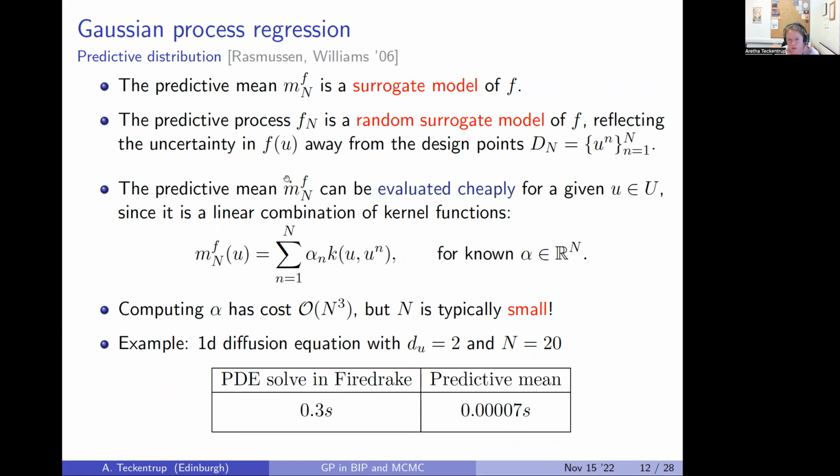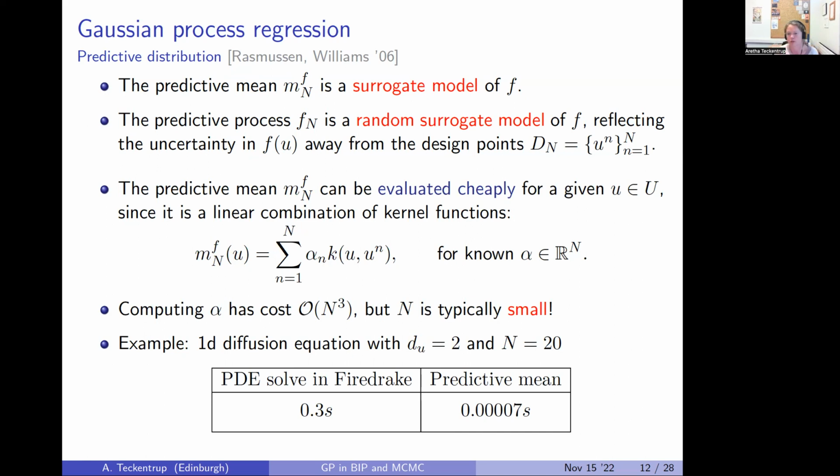Right? So if you, for example, think of the mean that we had, you can write it in this form. That just follows from the formulas that I had on the previous slide. And so if you now want to evaluate this predictive mean at the point u, instead of having to solve a PDE, you just have to evaluate this expression here, which is just a linear combination of your covariance kernel k and some constants alpha. The constants alpha do take some time to compute, so that would cost n cubed. But the thing is, you only have to do it once, and the n is typically small, right?